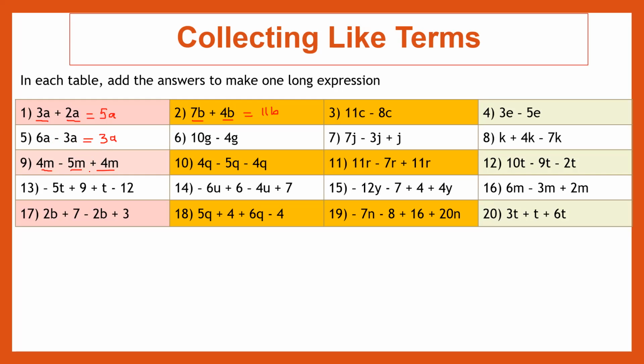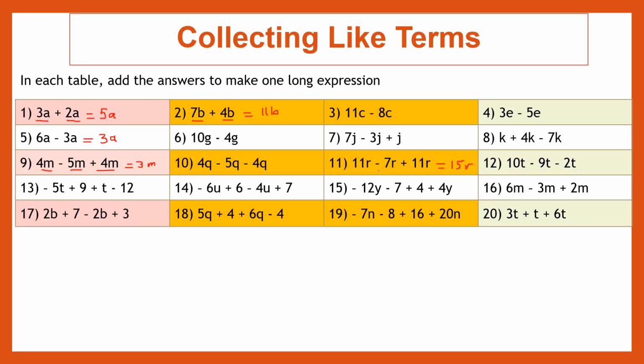The question after that, I have 4m minus 5m plus 4m. Don't do it in one step. Take your time. 4m minus 5m is going to be negative 1m. Negative 1m plus 4m is going to give you a value of 3m. Same way you can solve questions 10, 11, and 12. Let's look at it together. In question 11, for example, we have 11r minus 7r, which is 4r. 4r plus 11r is going to give you an answer of 15r. I don't think it's hard at all.